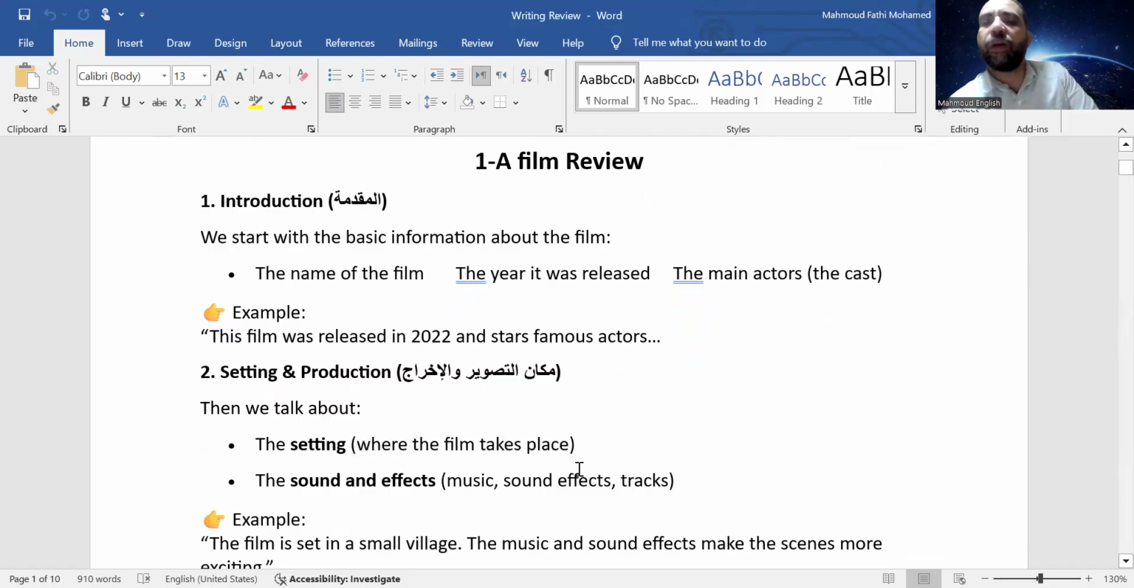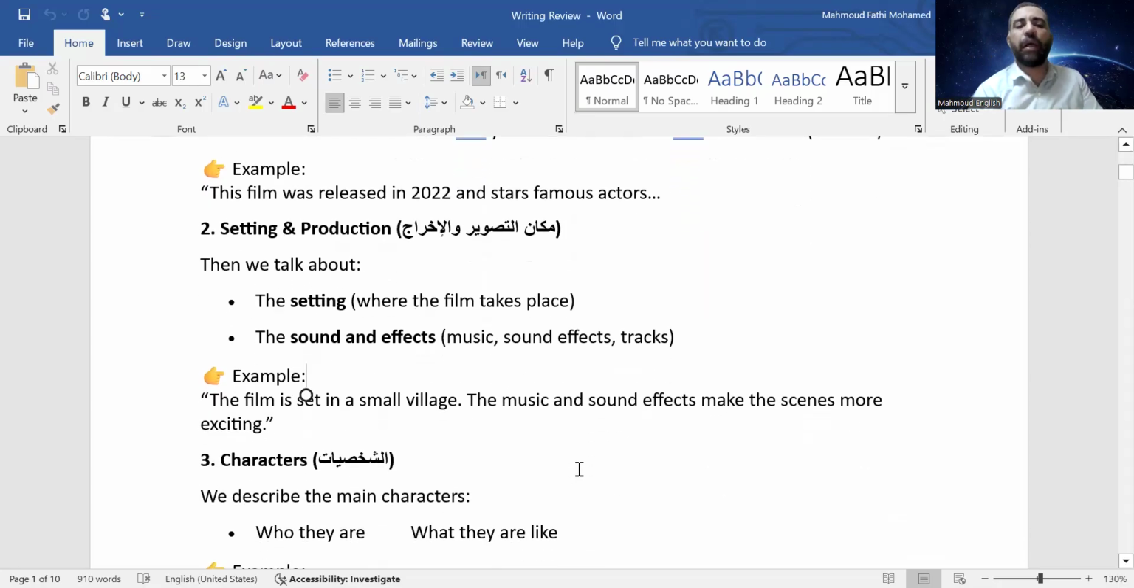And you can also evaluate the sound effects. Tell me about the soundtracks. Do they match with the incidents or are they different? Talk about the music, was it loud or calm, according to your evaluation. For example, I wrote you an example here. The film is set in a small village. The music and sound effects make the scene more exciting. Okay, so now you evaluate the sounds and how compatible they are with the scenes or not.